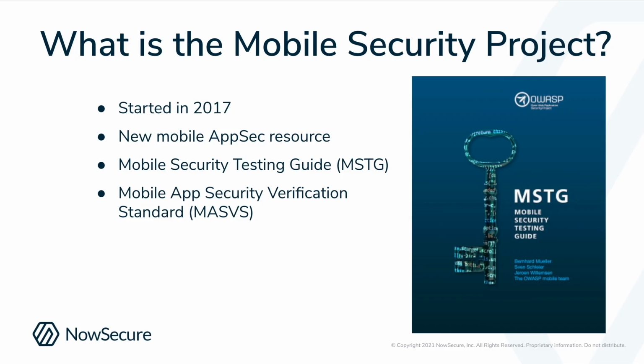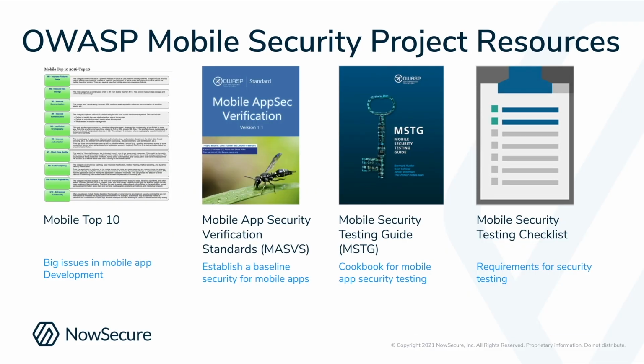The Mobile Security Project was created to kind of give people guidelines on how not only to test mobile apps, but how to develop programs around those mobile apps and secure them. So you have a couple things here. You have the OWASP Top 10, you have the MSTG, and you have the MASVS. And let's actually kind of break these all apart. So really, there's something for everyone in this OWASP mobile security project.